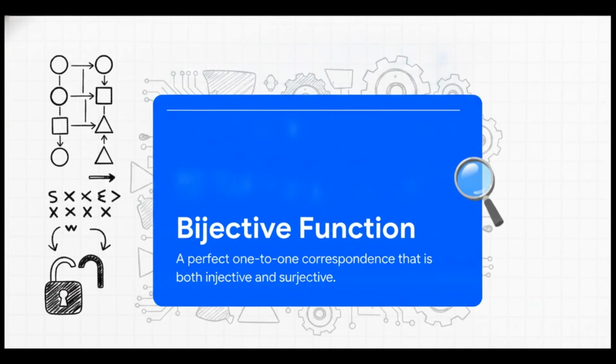Now, what happens when you bring those two together? You get a bijective function. This is a perfect one-to-one correspondence where the function is both injective and surjective. And why does this matter so much? Because a bijective function gives us flawless, reversible mappings. This exact property is the bedrock of secure cryptography. If you want to encrypt a private message into an unreadable secret code and then decrypt it right back to the original message, you are entirely depending on the mathematical guarantee of a bijective function.